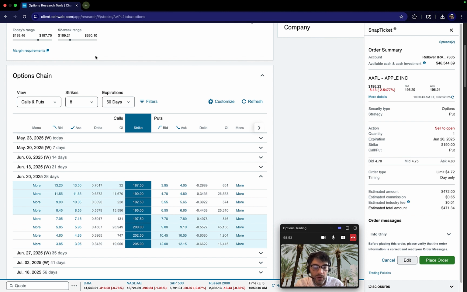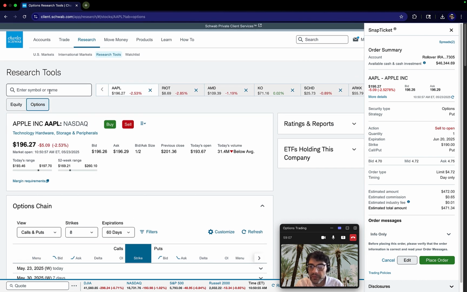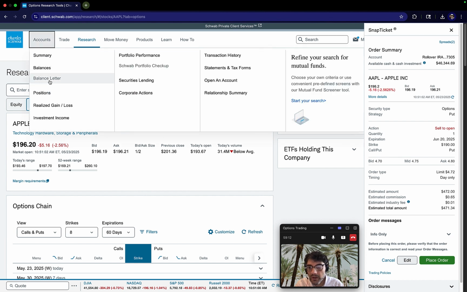Now, how do we know that we have $19,000? Well, you should know how much money you have in your brokerage account. But in case you don't know what is available, you can always go to, for me, it will be the accounts. Actually, let me show you one more before we navigate away from this screen. I want to talk about the commission. So this is how much money we're getting. Yeah, let's finish talking about this screen before we navigate away.